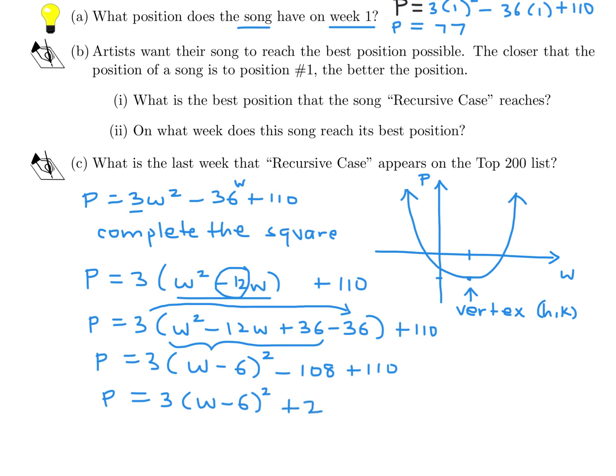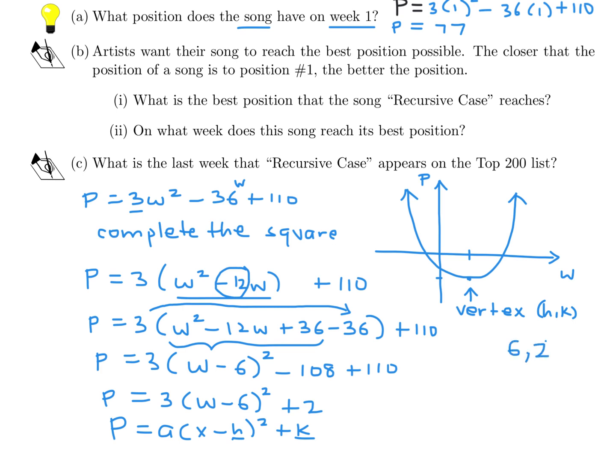So this now gives us our vertex. Remember, y equals a(x minus h) squared plus k. This is the standard form where the vertex is (h, k). So in our case, our vertex looks like (6, 2)? No, hold on. Yeah, (6, 2).